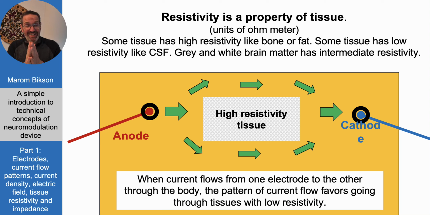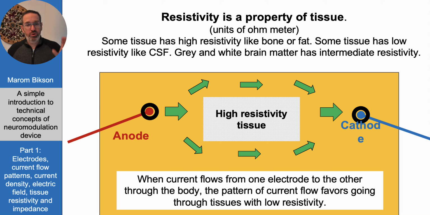Now, the body is not exactly like a salty bath. It's built of different things, things like bone, for example, which has a high resistance. It doesn't easily pass current through it. It might also be made of cerebral spinal fluid, which has a very low resistance. It's very easy for current to flow through it, and tissues in the middle, like gray matter and white matter. So every tissue in the body has a resistance, or more technically what's called a resistivity, which has units of ohm meters. Skull has a high resistivity. Cerebral spinal fluid has a very low resistivity.